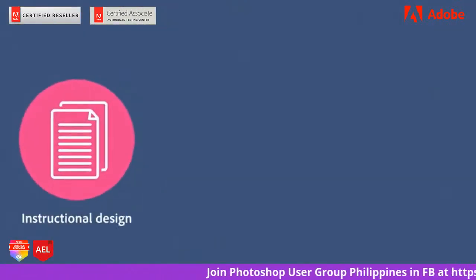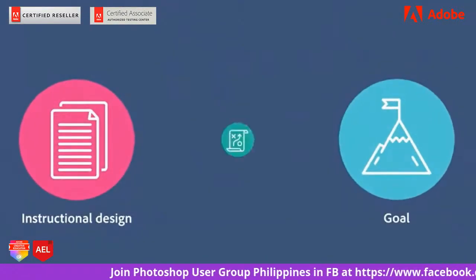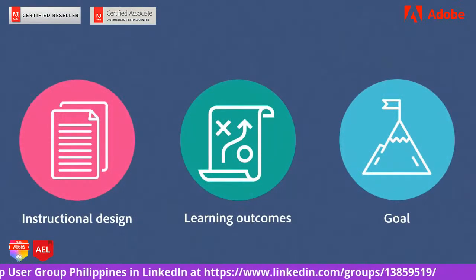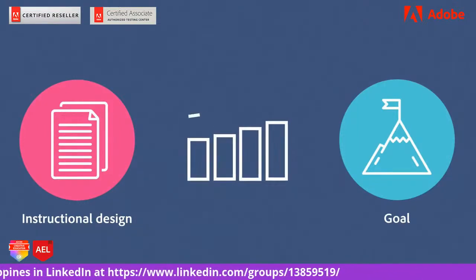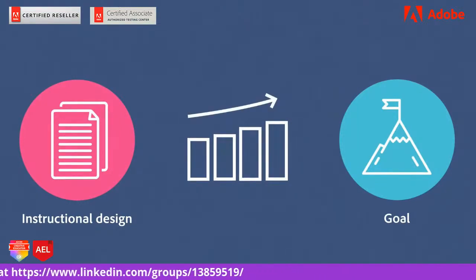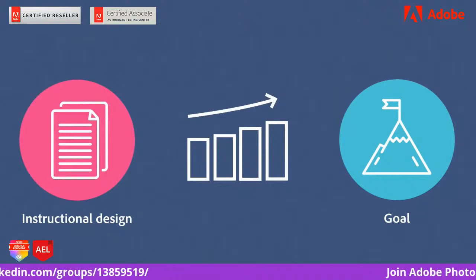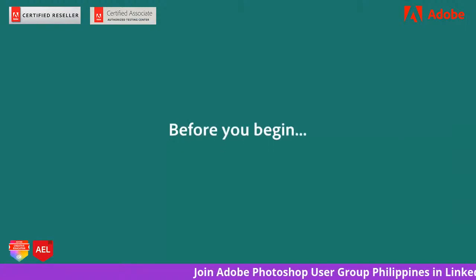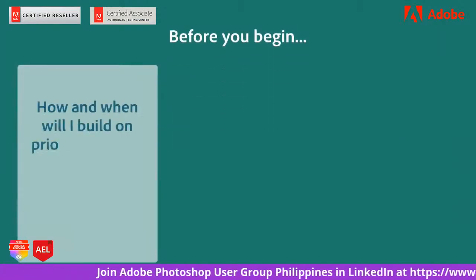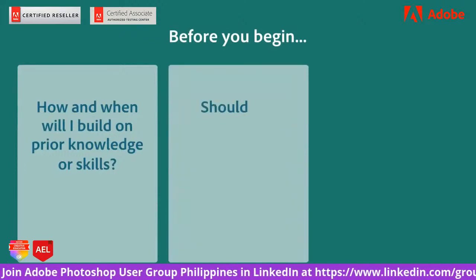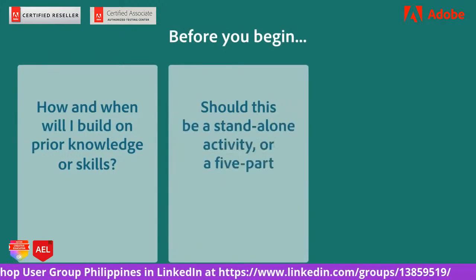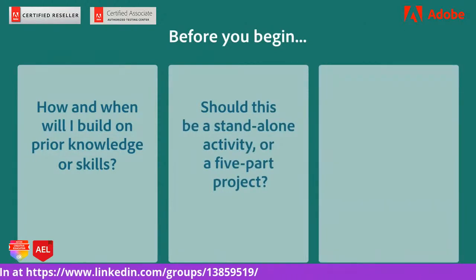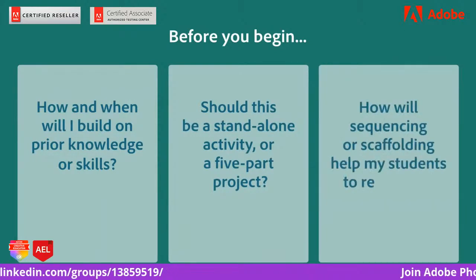If you've planned your instructional design with the end goal in mind by creating clear, specific learning outcomes for your students, the logical next step is to support student learning by creating staggered milestones and pathways to help them reach those outcomes. Content, activities, or assignments that lead to student success. Before you begin, it's helpful to ask yourself questions like, how and when will I build on prior knowledge or skills? Should this be a standalone activity or a five-part project?